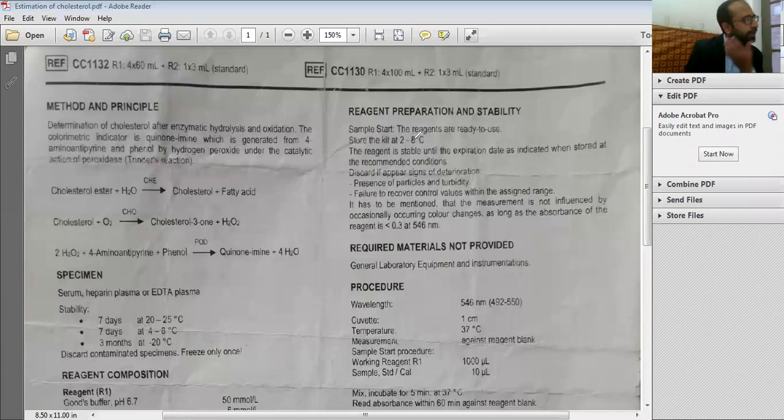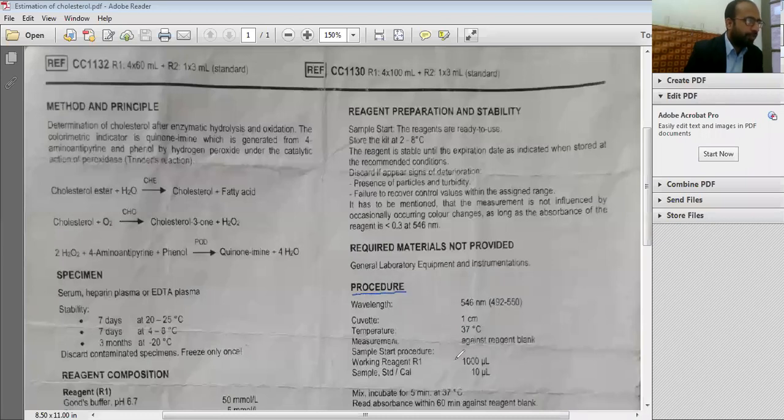So first of all, sample start: the reagents are ready to use. Store the kit at 2 to 8 degrees Celsius. When you are not using it, you need to place it in the refrigerator. The reagent is stable until the expiration date as indicated when stored at the recommended conditions. Discard if signs of deterioration appear. Then the required materials, which are not provided with the kit, are general laboratory equipment like gloves, lab coat, and instruments like a spectrophotometer.